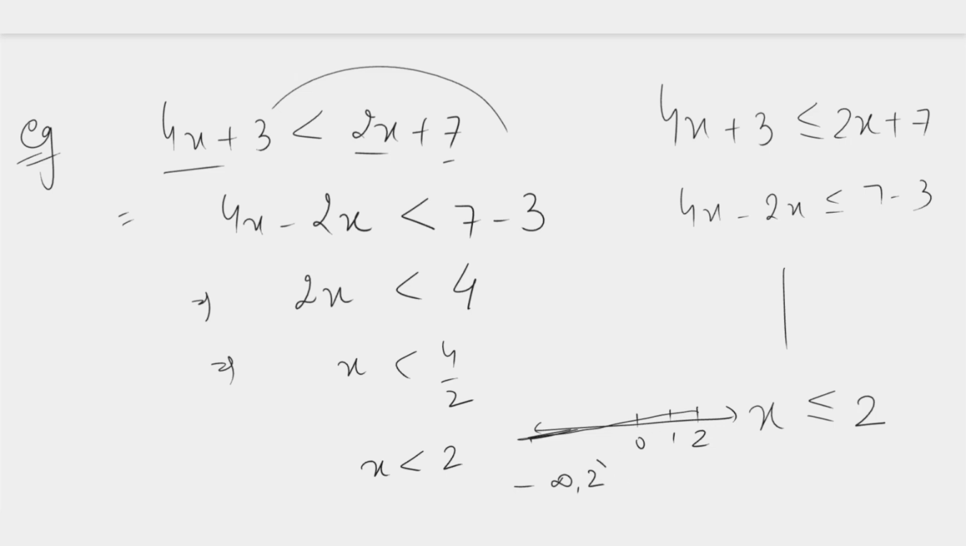So we'll put here an open bracket. That means x is not equal to 2 but less than 2. Obviously, at minus infinity we'll put an open bracket because it cannot be equal to infinity, because we don't know the exact value of it.